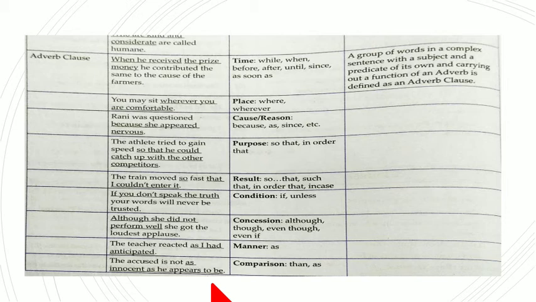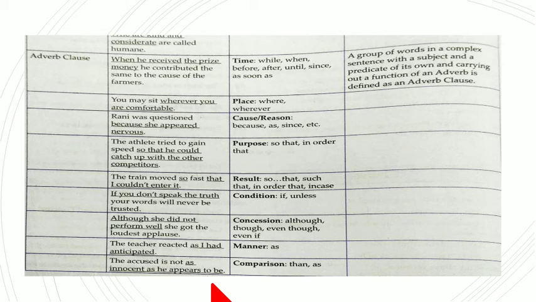Now, "she got the loudest applause" again is a main clause. From "although" to "well", it is the adverb clause of concession. Manner: the teacher reacted, a complete sentence. Teacher is the subject, reacted is the predicate. As I had anticipated. Comparison: the accused is not as innocent as he appears to be. The accused is not, what is not? As innocent as he appears to be.